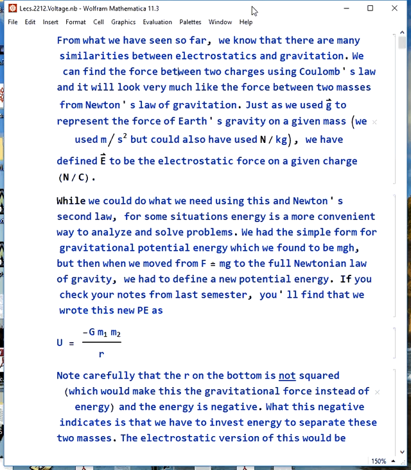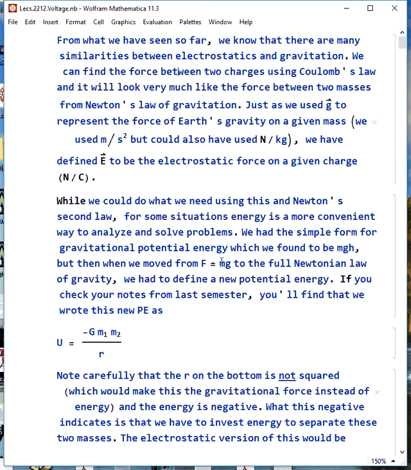to be the electrostatic force on a given charge, which would be newtons per coulomb instead of newtons per kilogram for little g. We could do what we need with this and Newton's second law, but it turns out that it's more convenient to use energy for some problems.